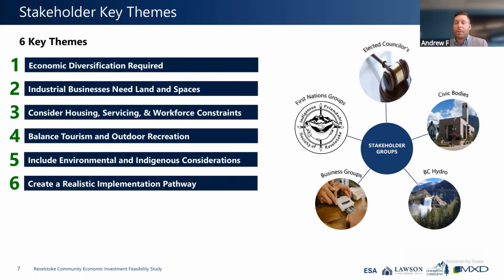Balancing the current tourism and outdoor recreation market was another theme that we spoke about with stakeholders. The environmental and Indigenous considerations throughout the process, which we'll touch upon shortly. And then a big one that I think a lot of people echoed as well is not just to create a plan for creating a plan, but create a realistic implementation pathway as well. What's the scenario and what are those next steps that can actually make this a reality if the city were to proceed ahead?